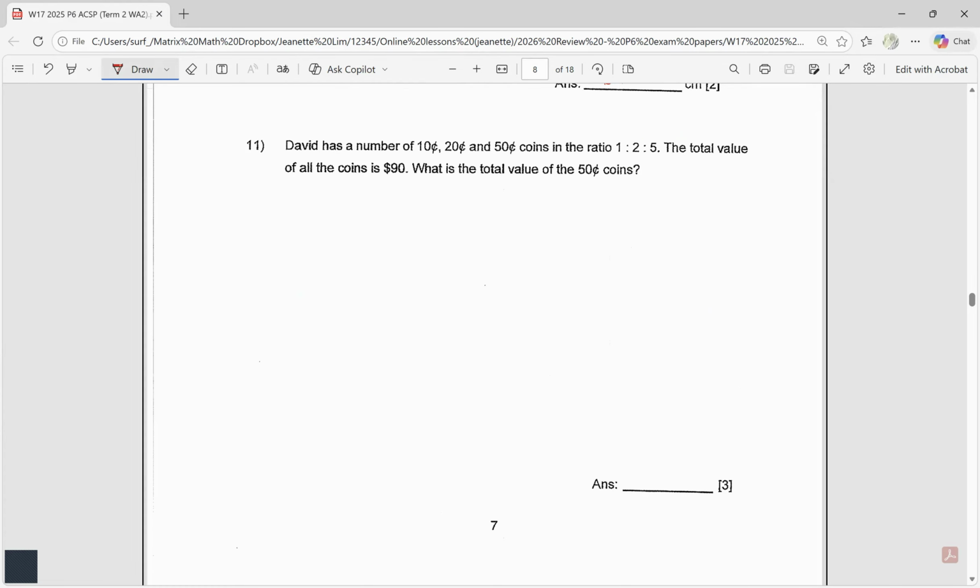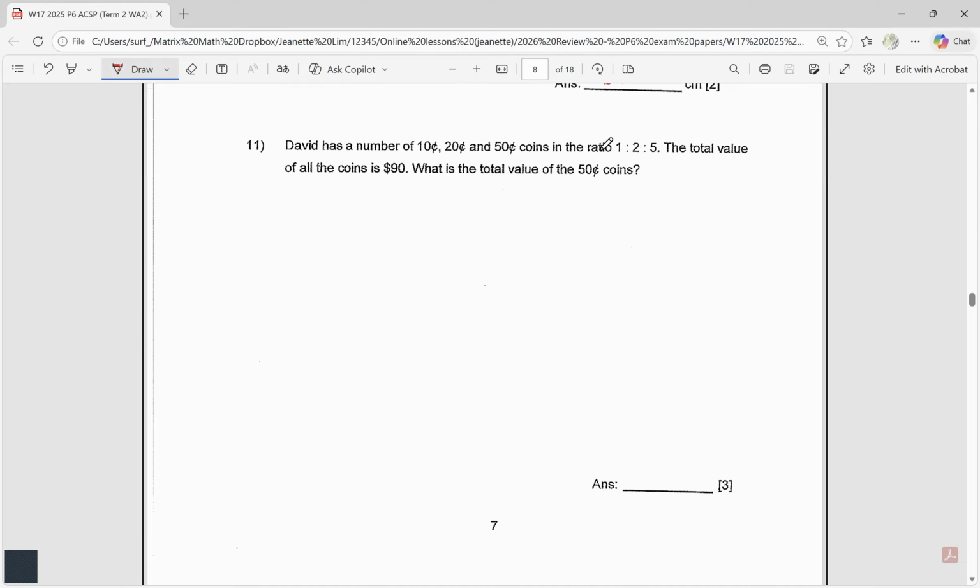Question 11. David has a number of 10 cents, 20 cents, and 50 cent coins in a ratio 1 to 2 to 5. The total value of all the coins is $90. What is the total value of the 50 cent coins? Okay, so in this question, we talk about 2 things. One is the quantity, which is the number of coins. And then in this ratio, then we have the value. Value means like the dollar value of the coins.